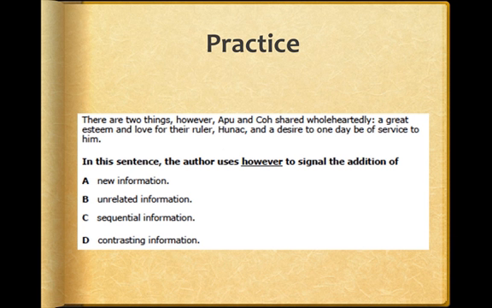Pause the video until you and your partner have come up with an answer. You guys are the best. The answer is D. However was the big signal to let you know that something is changing. And so that definitely helps us eliminate A and sequential. But we might have thought of unrelated.